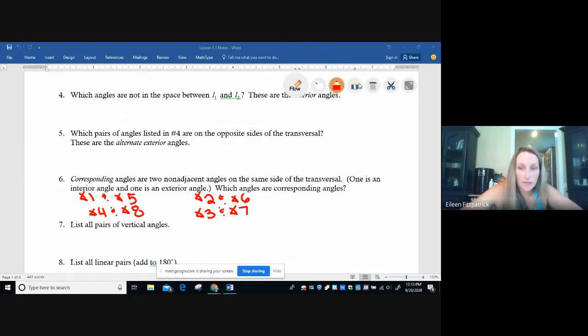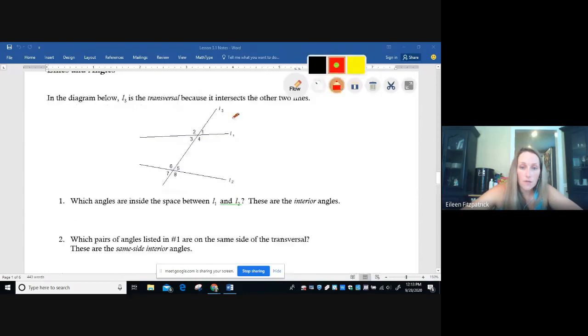Vertical angles are opposite V's, and vertical angles are always congruent to each other. So let me go up, I can mark them. So a pair of vertical angles would be like angle 1 and angle 3. They are opposite V's, all right? And then another pair of vertical angles would be angle 2 and angle 4. They are opposite V's. And then you're going to have 2 pairs down here as well. 7 and 5 are vertical, and 6 and 8. All right, so let me go down.